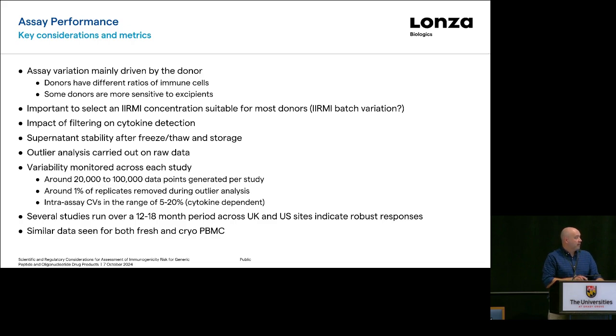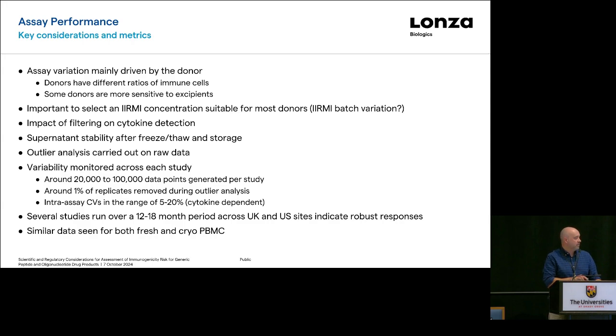We have an outlier analysis process as well that we run on all of the raw data. So this is just the raw data coming off the Luminex instruments, and we use this to look at the variability across a study. We can have anything up to 100,000 individual data points within a pivotal study, and we pretty much always see just under 1% of outliers being removed by the preset criteria. So that's something we keep an eye on just to check that there's nothing unusual going on in that data set, with more variation than we're used to seeing.